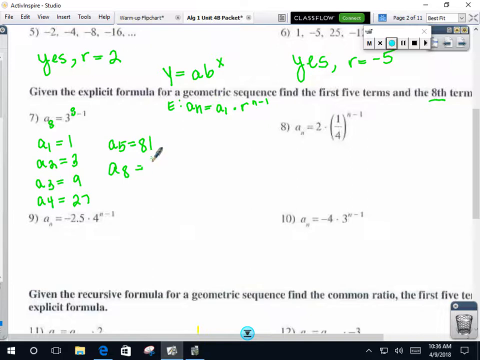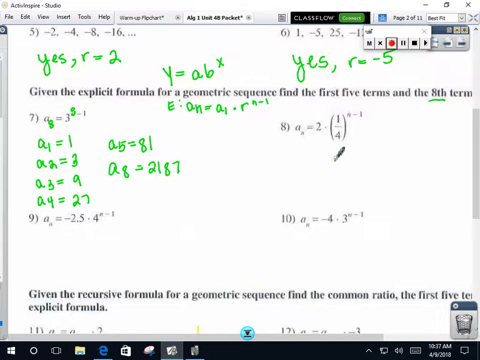What'd you get? 2,187? Now remember, you could have also gotten that by just multiplying by 3 to find the 6th term, then multiplying by 3 to find the 7th term, and then when you multiply by 3 one more time, you would have gotten that. But what if they asked for something like the 50th term? Are you really going to want to have to keep multiplying? So whatever term they want you to find, you just plug in for the n.